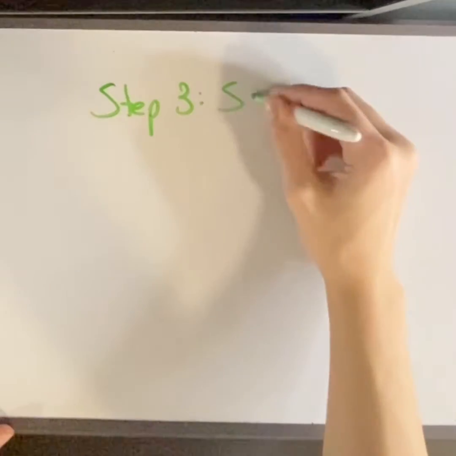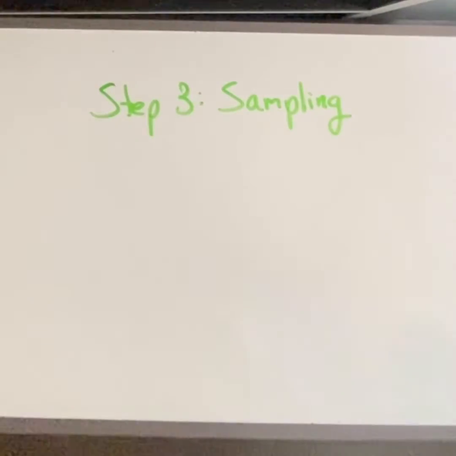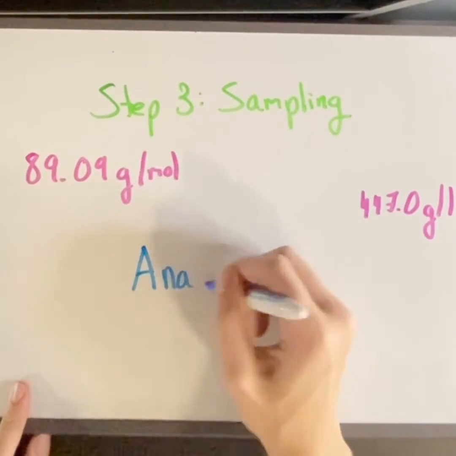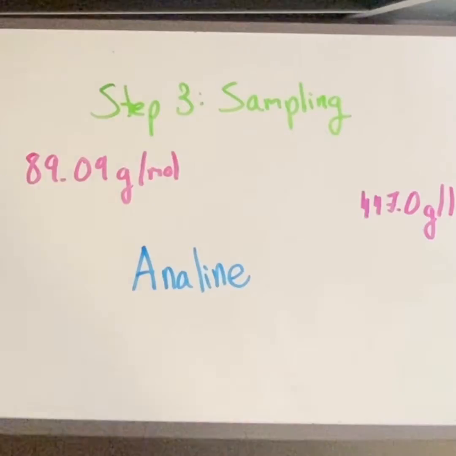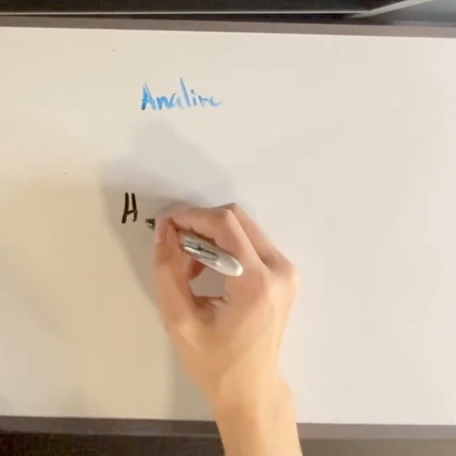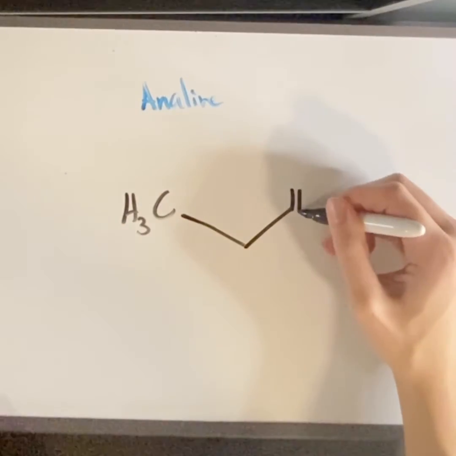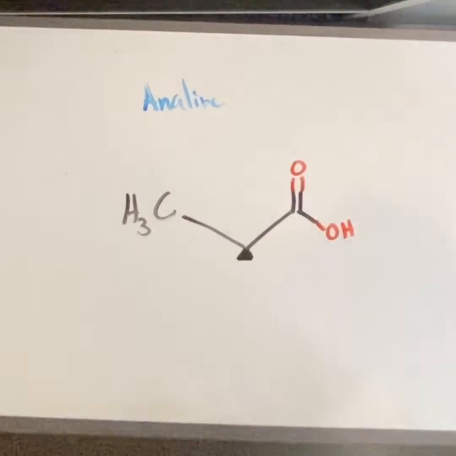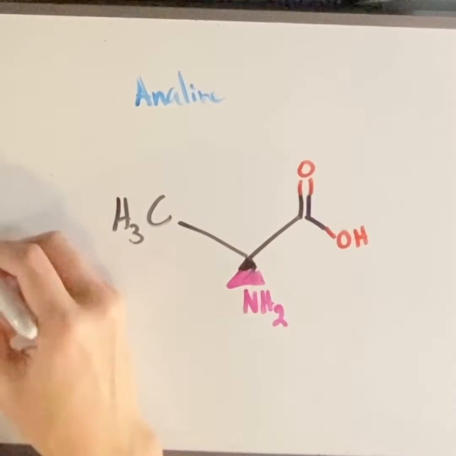Step 3. Sampling. Let's meet somebody else, the biomarker we're going to be analyzing. Coming in at 89.09 grams per mole and predicted water solubility 447.0 grams per liter, alanine. Alanine, L-alanine, is a non-essential amino acid made in the body from the conversion of the carbohydrate pyruvate or the breakdown of DNA and the dipeptides carnosine and anserine. It is highly concentrated in muscle and is one of the most critical amino acids released by the muscle, functioning as a major energy source.